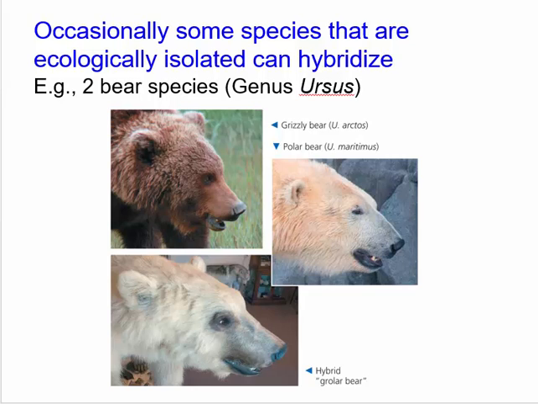Now, some organisms do breed in the wild and create hybrids. The example here is grizzly bears and polar bears. They don't typically interbreed, but they can, and you end up with what's called a grolar bear, which is a hybrid of a grizzly and a polar bear. So these are generally ecologically separated and don't interbreed, but they can. And so we're sort of stepping from pre-zygotic to post-zygotic. But again, most of the time, this is a pre-zygotic barrier.